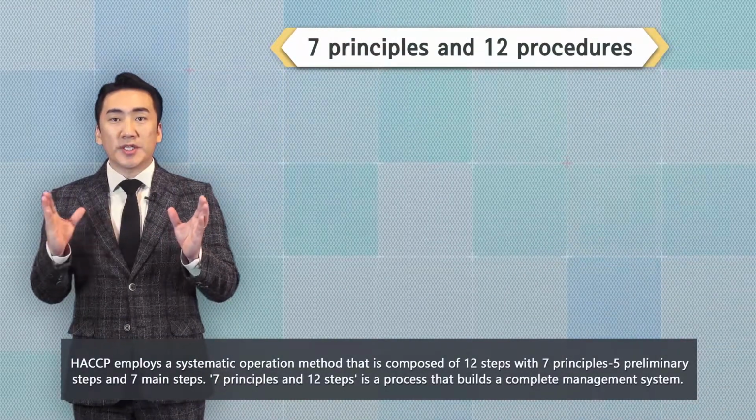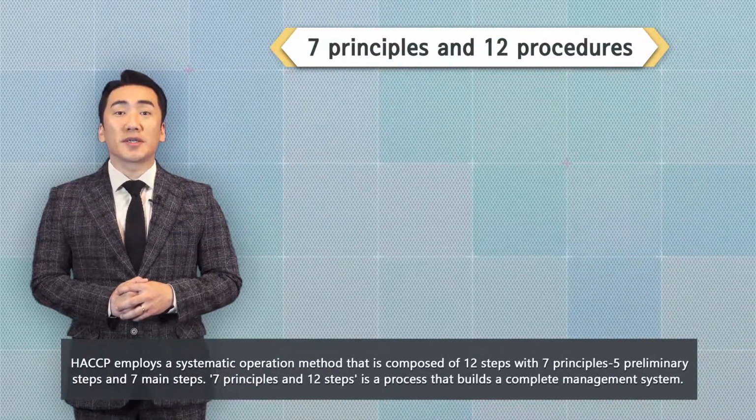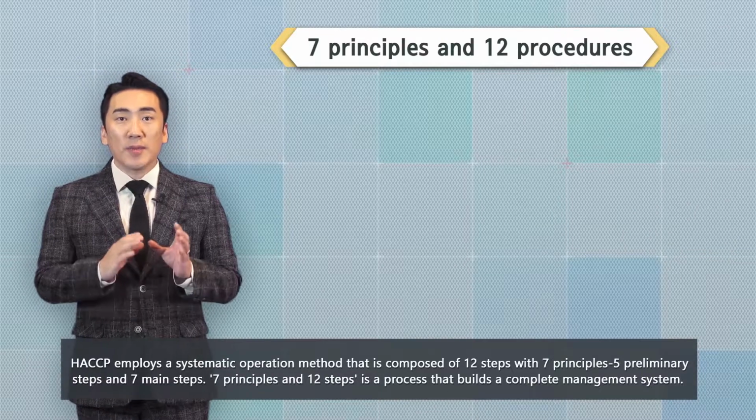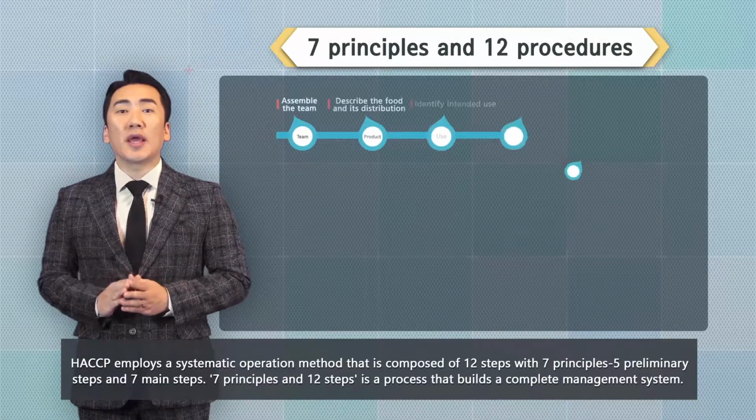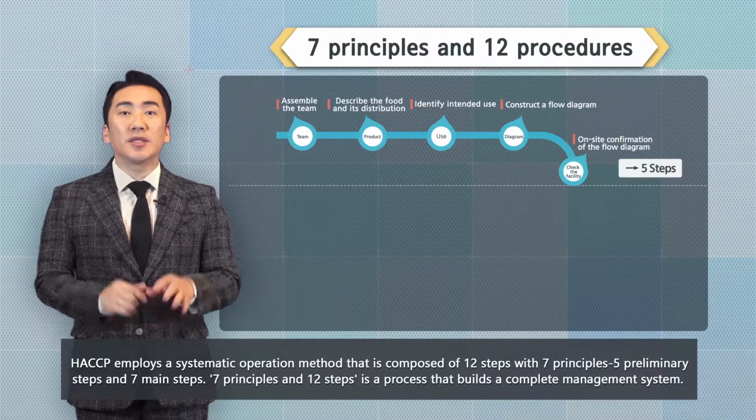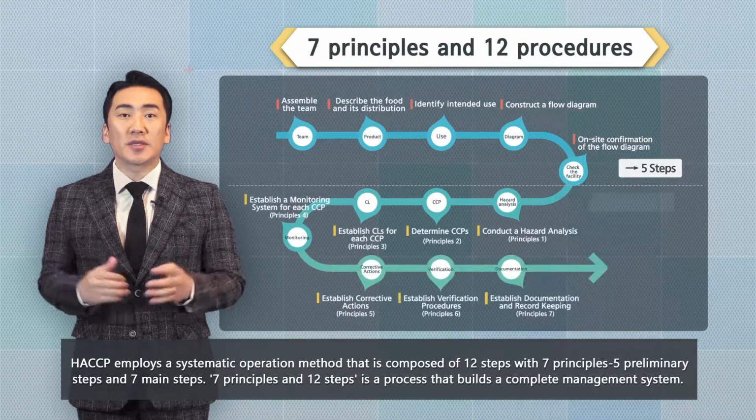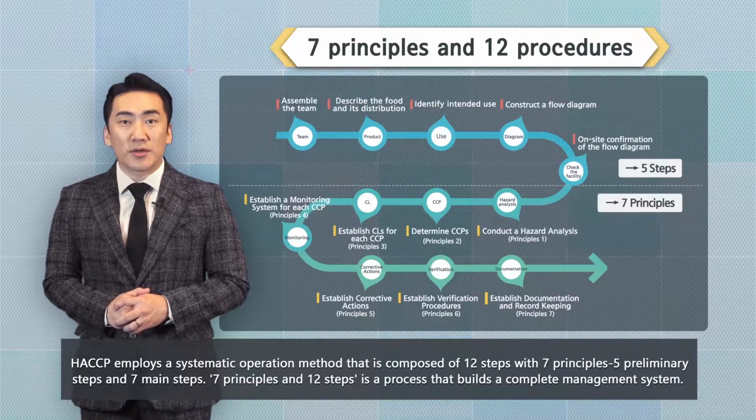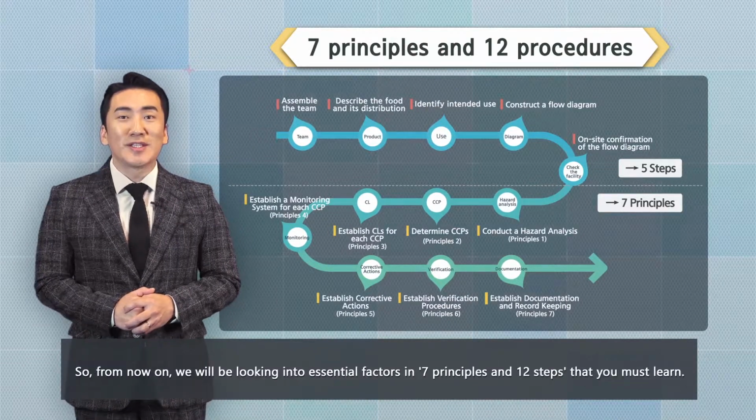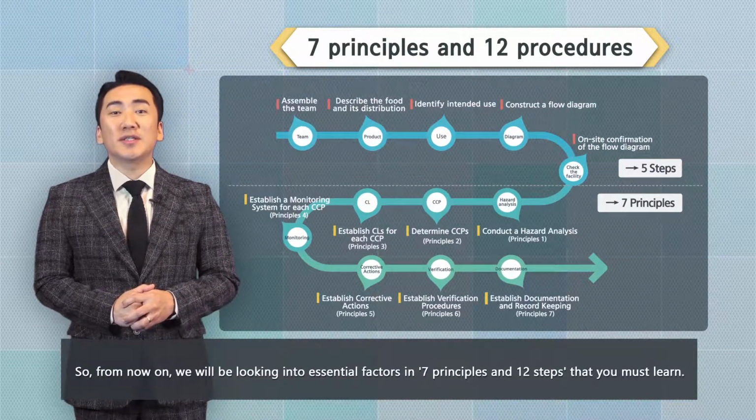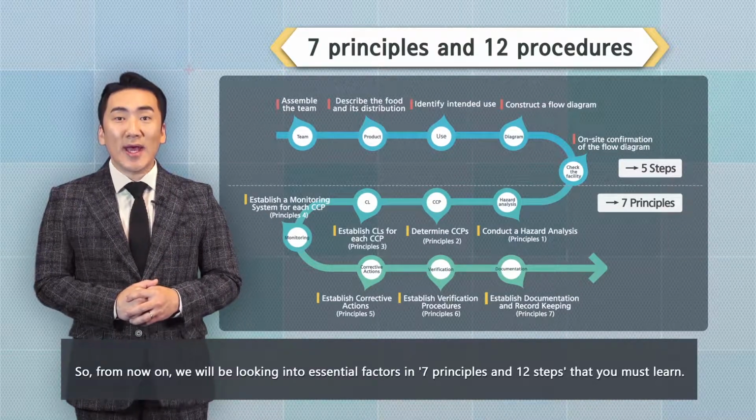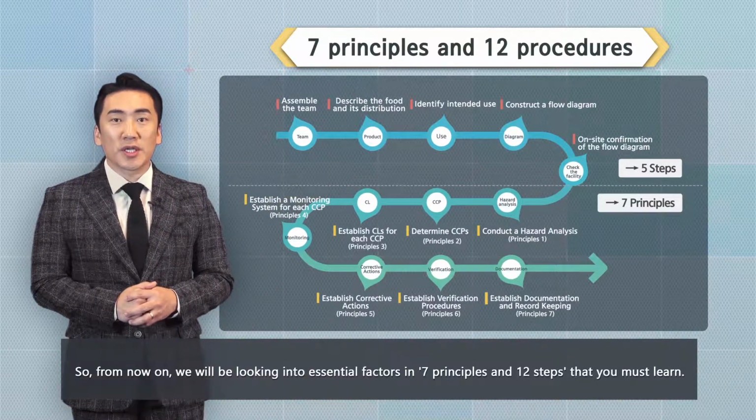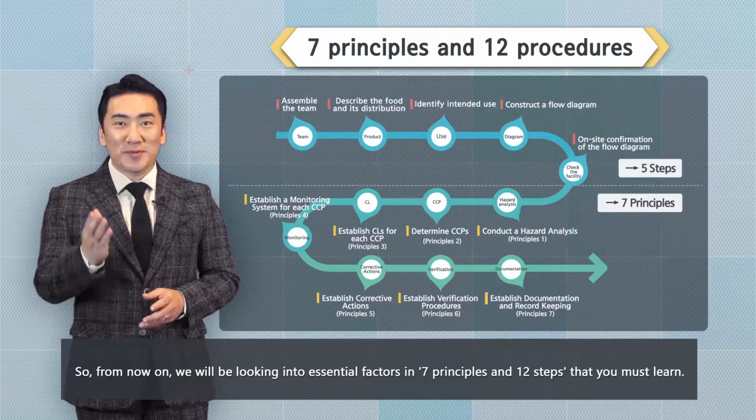HACCP employs a systematic operation method that is composed of 12 steps with 7 principles: 5 preliminary steps and 7 main steps. The 7 principles and 12 steps are a process that builds a complete management system. So, from now on, we will be looking into essential factors in the 7 principles and 12 steps that you must learn.